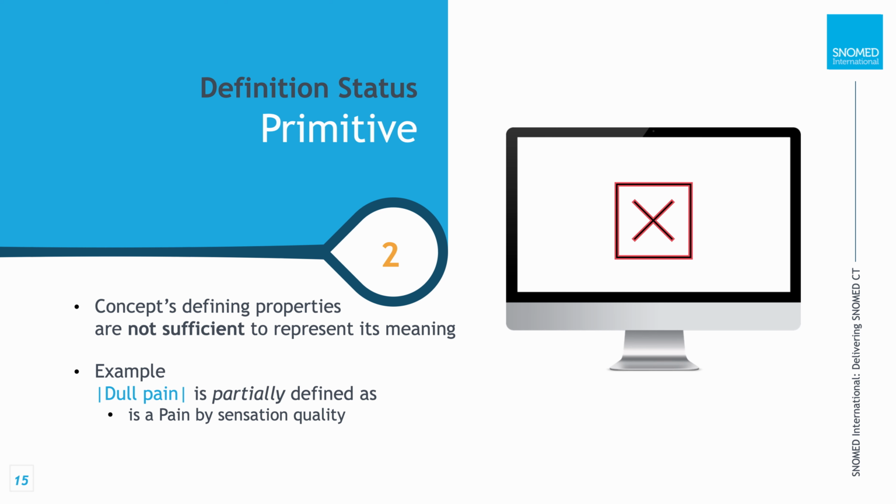Primitive concepts are those where its defining properties are not sufficient to fully represent the meaning of the concept. So a computer may not be able to distinguish the definition of this concept from another concept. So SNOMED CT aims to ensure that all concepts which can be fully modeled are modeled as defined. Please note that it's not possible to formally define every concept in SNOMED CT, either due to the nature of the concept itself or because SNOMED CT's concept model doesn't provide the attributes needed to capture every aspect of its clinical meaning.